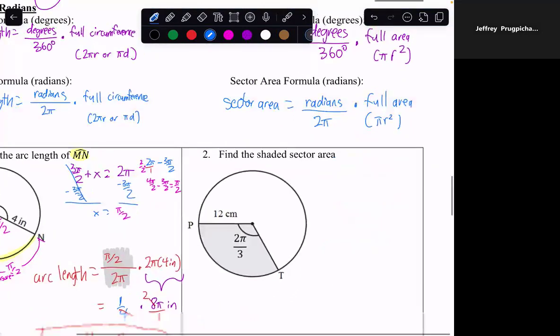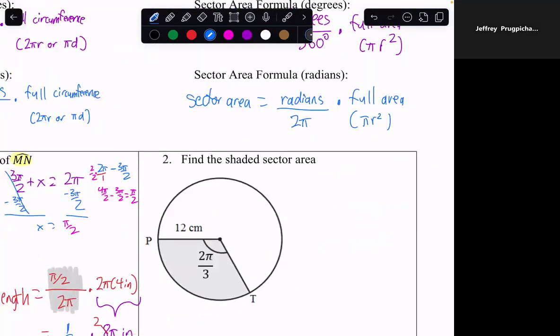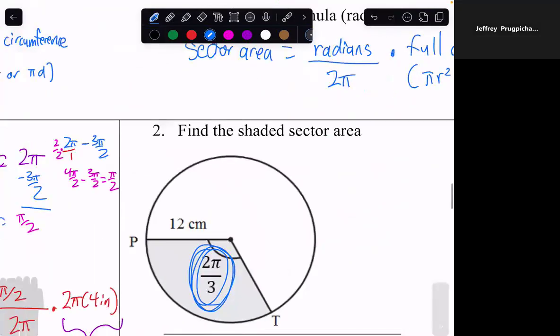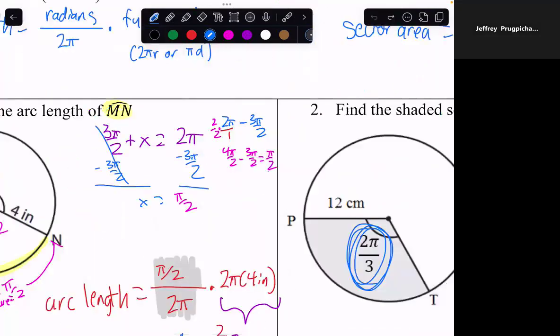So let's apply it over here. This time I do give you the angle that's shaded, right? I did not give you this angle. I gave you the actual angle. So we're just going to use the 2 pi over 3 directly. We don't need to subtract from 2 pi like we did earlier.